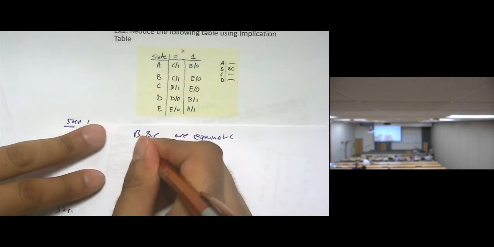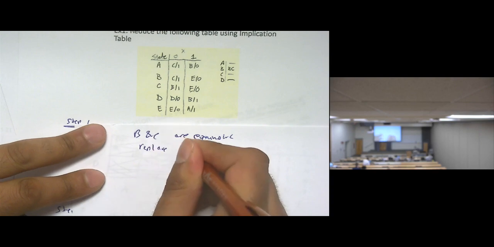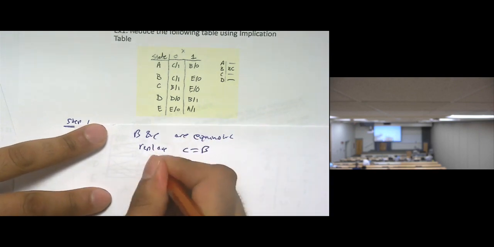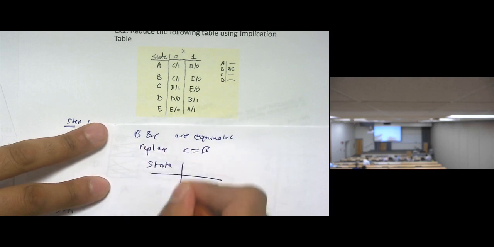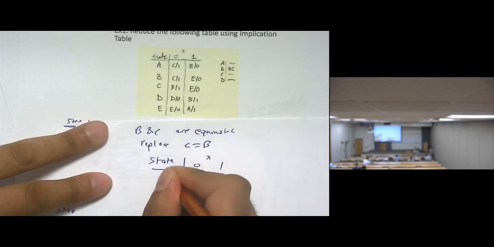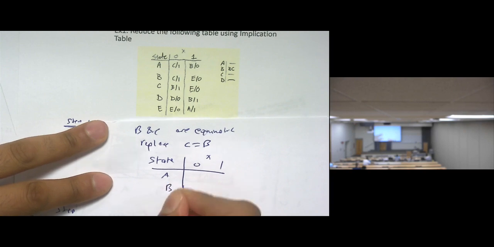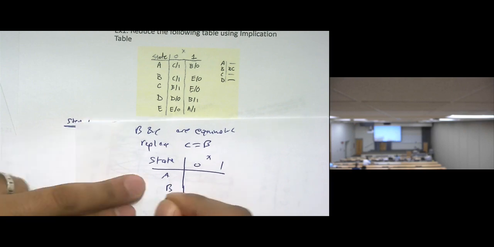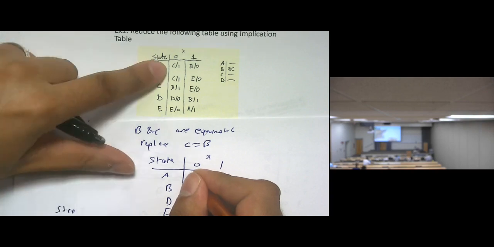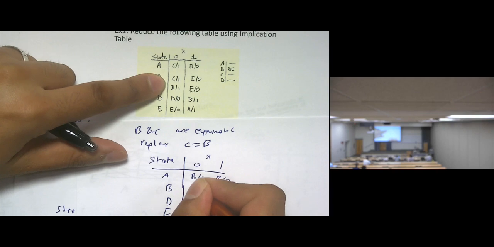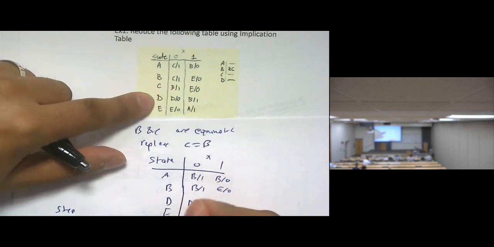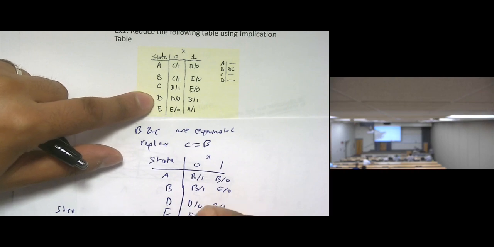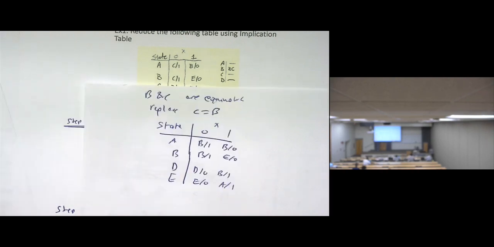Then replace every C by B. Or you're free, you can replace every B by C. It doesn't matter. States, here is X, 0, 1. Here is A, B. I'm replacing C, we have D and E. So A will be, since C is replaced by B, B over 1, B over 0. Here will be B over 1, E over 0. C has been removed. Then here D over 0, B over 1, E over 0, A over 1. And that's it. Problem done.